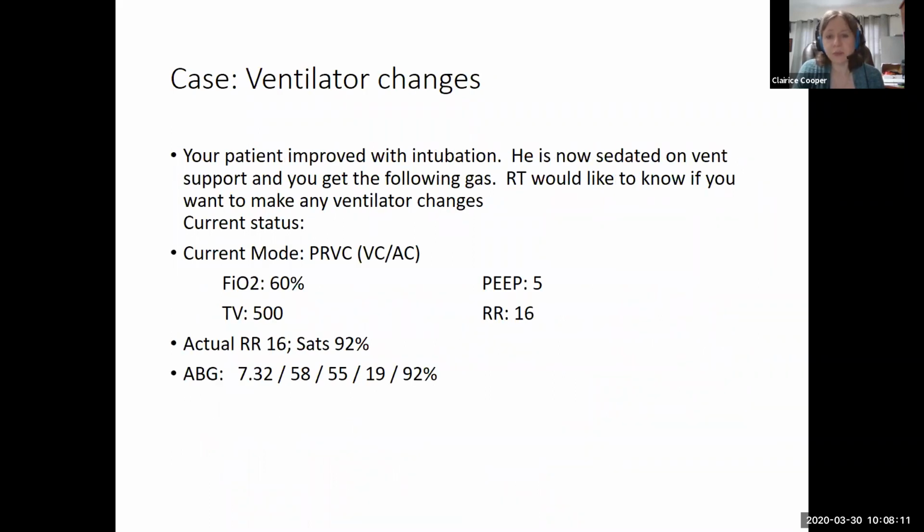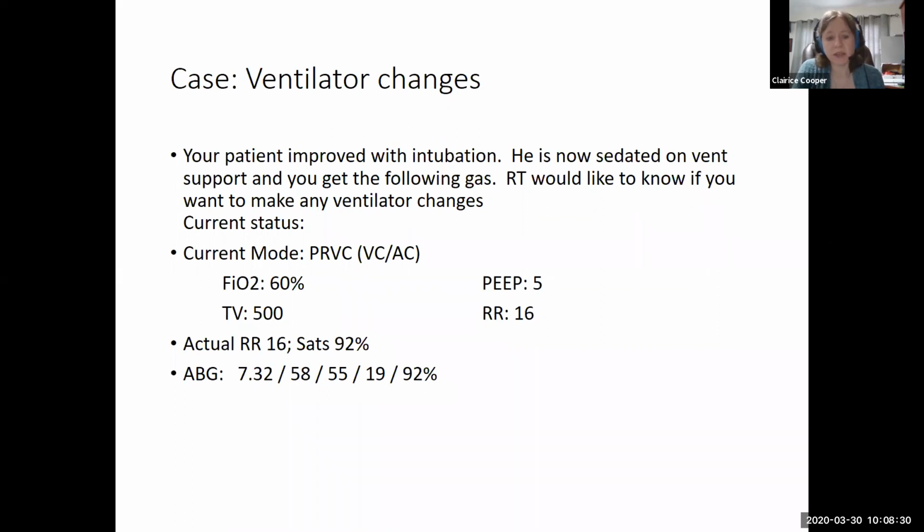So now your patient's improved. They got a gas after your initial vent settings, and they'd like to know if you want to make any ventilator changes. So you've gotten the patient down to an FiO2 of 60%, PEEP is 5, tidal volume is 500, respiratory rate is 16, and here's your gas.